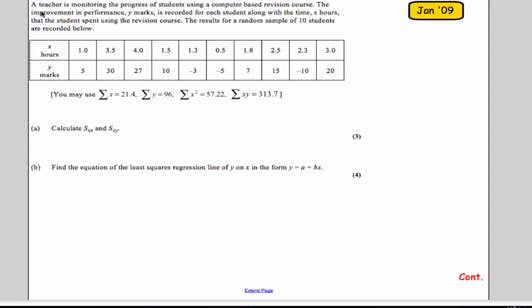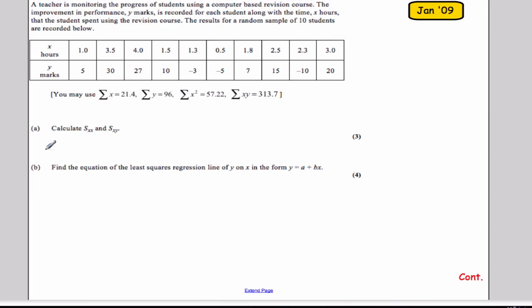Okay, so now it says that a teacher is monitoring the progress of students using a computer-based revision course. The improvement in performance Y marks is recorded for each student along with the time, X hours, that the student spent using the revision course. The results for a random sample of 10 students are recorded below. And we're asked to calculate SXX and SXY.